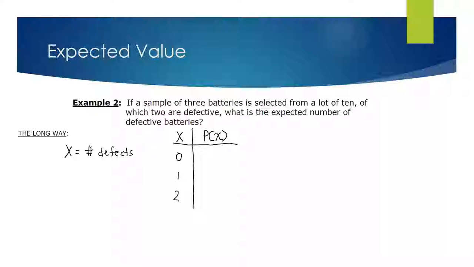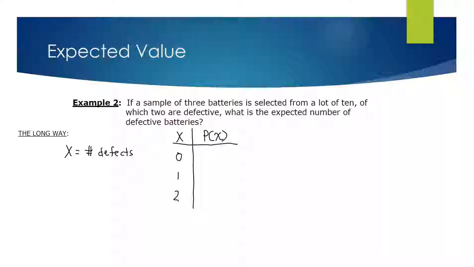I'm picking 3 batteries, but I know that out of this lot of 10, there's only 2 that are defective. So I can't have x being 3, because in a probability distribution, if I put 3 there, there's no chance of that happening. I usually don't allow anything on my probability distribution that would have a 0 probability of happening. So how would I calculate these?